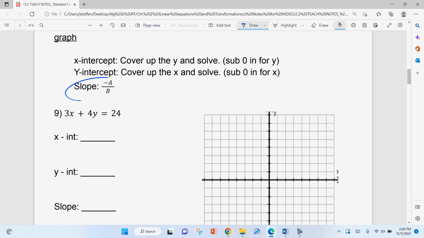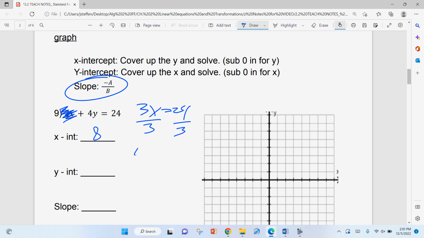And then the slope is this formula. So, if I'm looking for the x-intercept, I sub in 0 for y. Really what that's going to do is, you can ignore that for right now. So all you have left is 3x is equal to 24. Divide both sides by 3. Your x-intercept is 8. Same thing with your y-intercept. Your y-intercept, you are covering up your x.